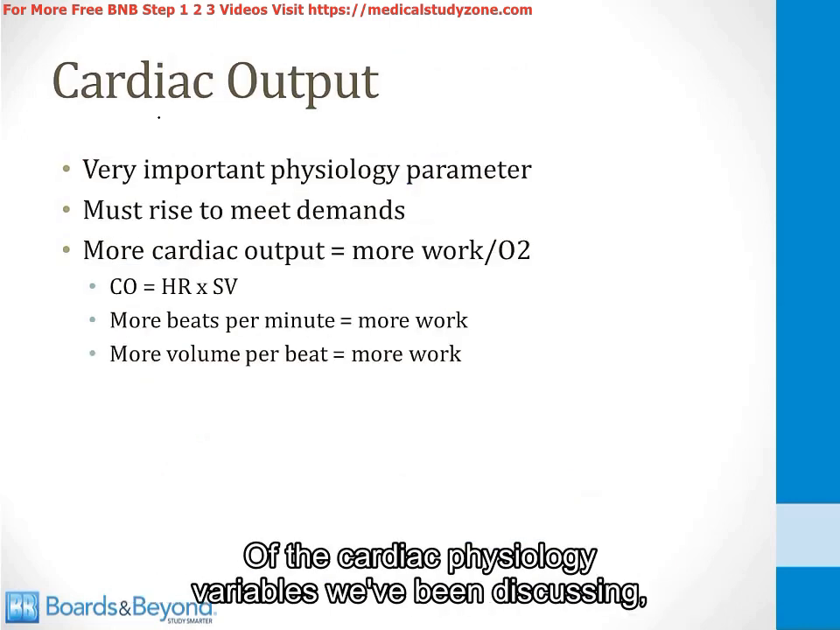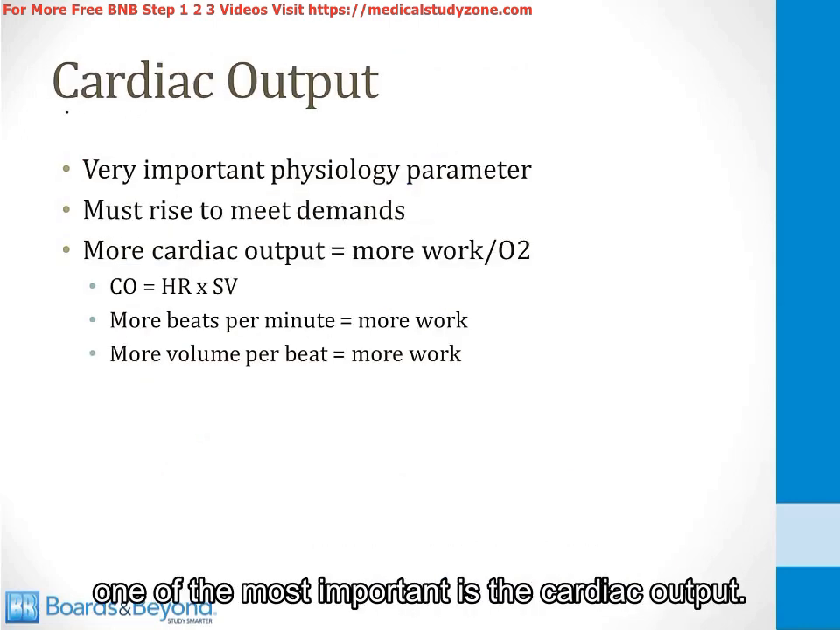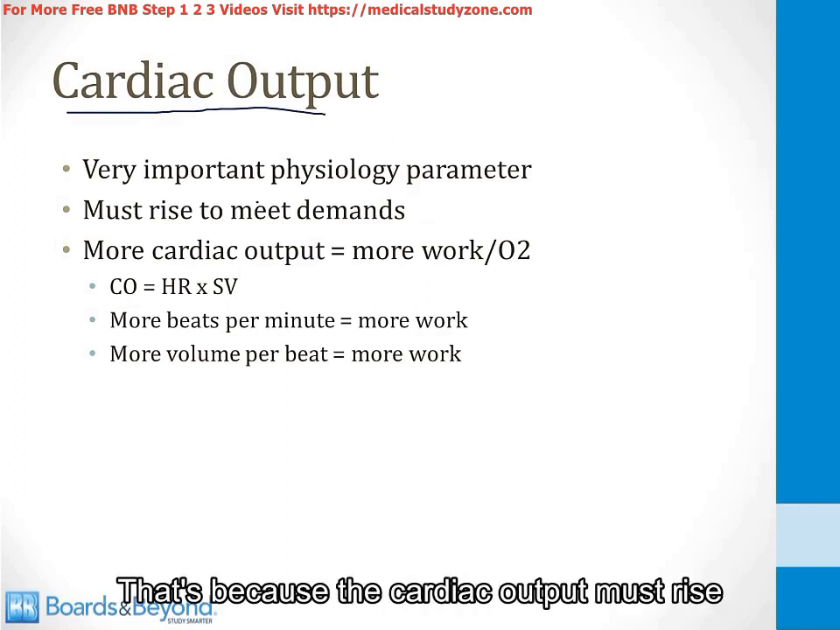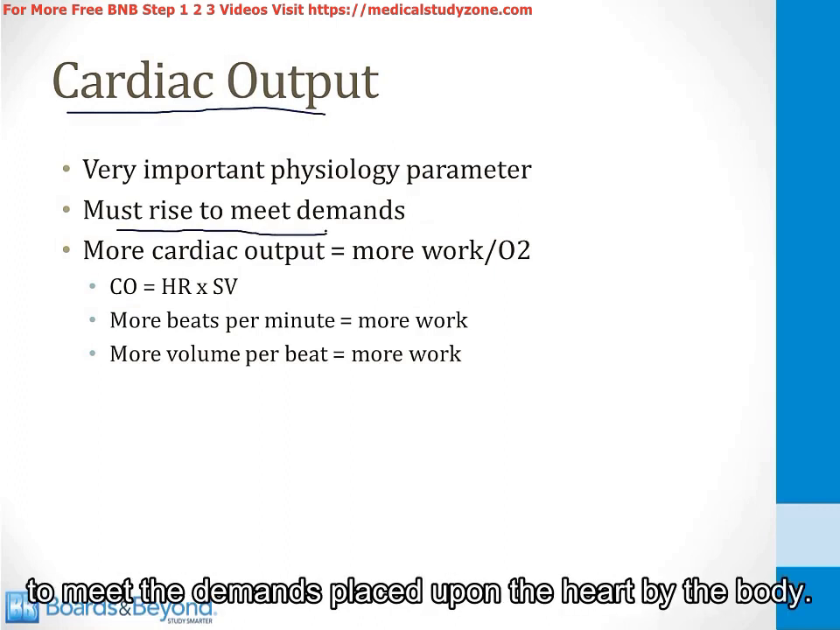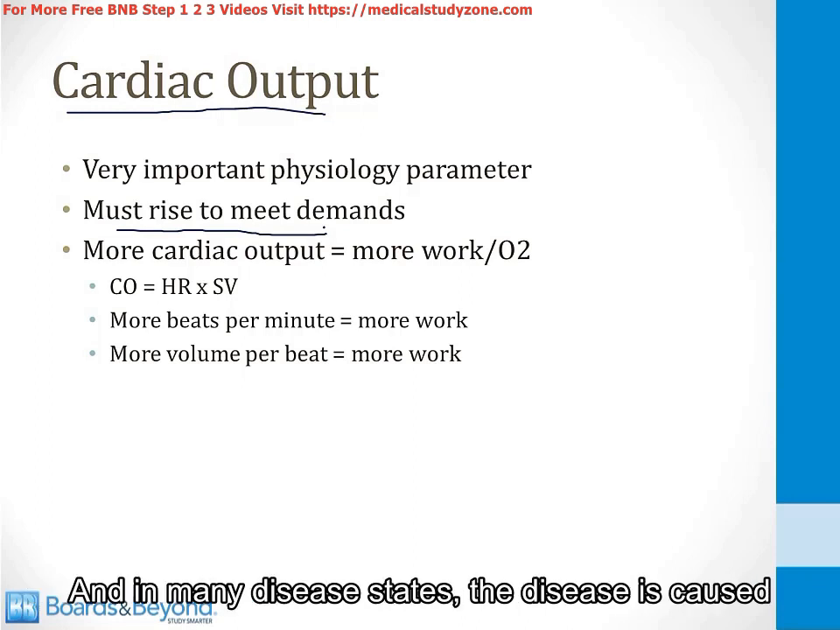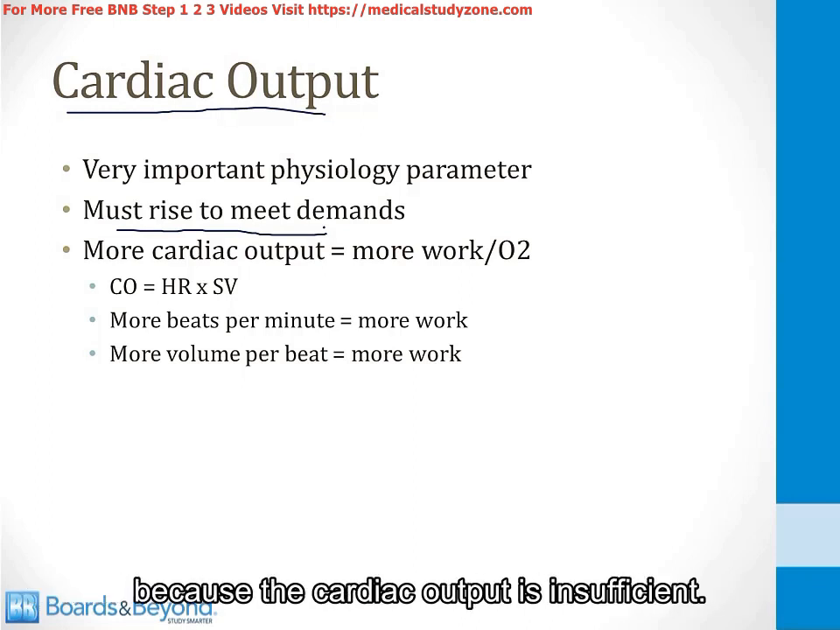Of the cardiac physiology variables we've been discussing, one of the most important is the cardiac output. That's because the cardiac output must rise to meet the demands placed upon the heart by the body, and in many disease states, the disease is caused because the cardiac output is insufficient.